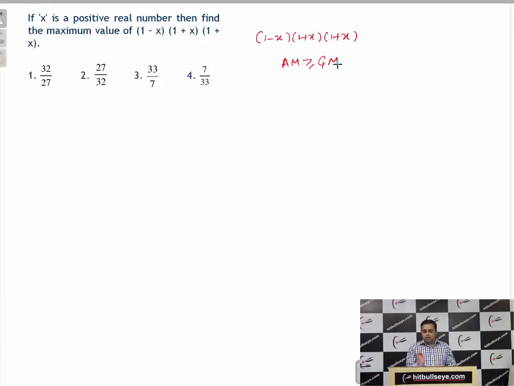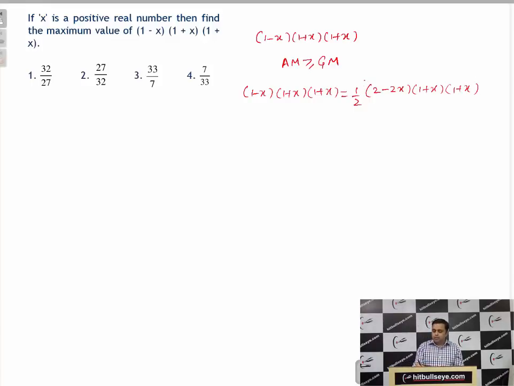For that you can just look at the expression: if we just find the arithmetic mean of these three terms, one x will cancel out with the second x, but there will be one x which will remain there. So what we can do here is we can write this (1 minus x) into (1 plus x) into (1 plus x) as equal to 1 by 2 into (2 minus 2x) into (1 plus x) into (1 plus x). I have just multiplied by 2 and divided by 2.